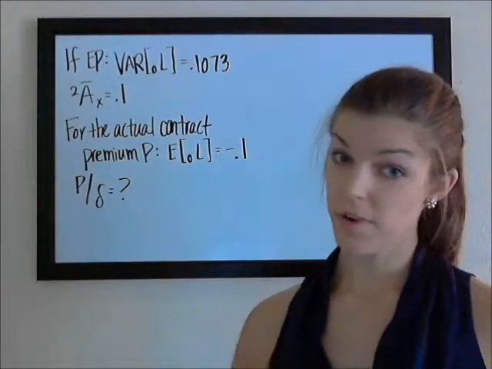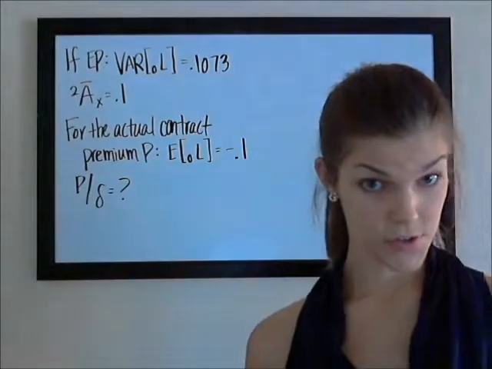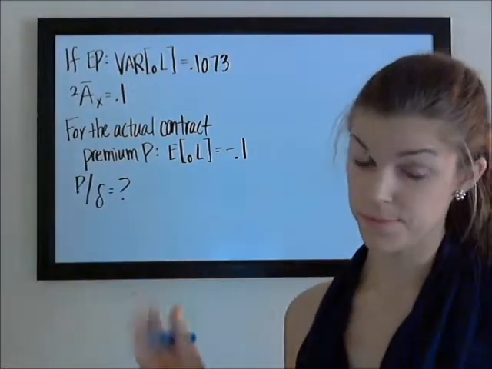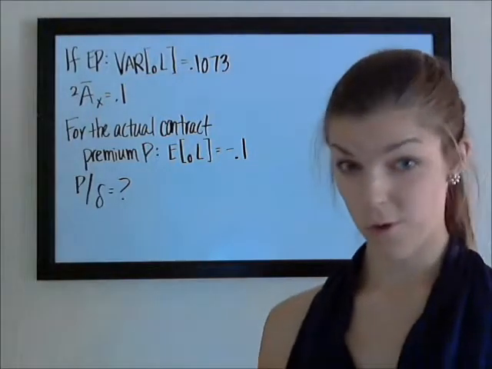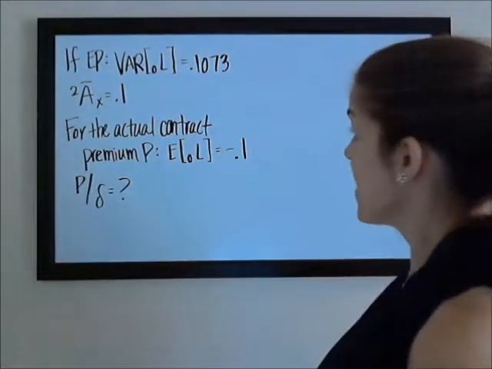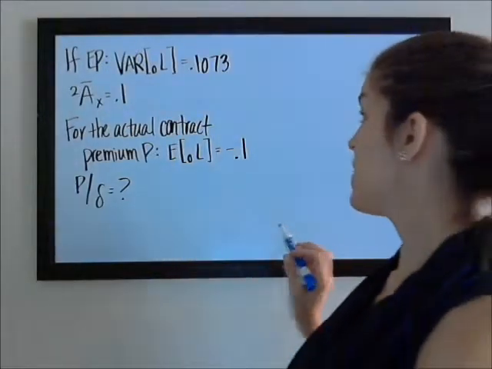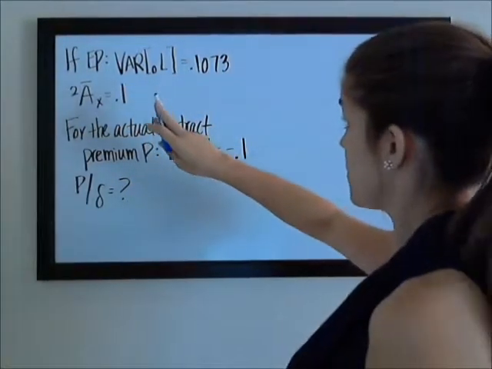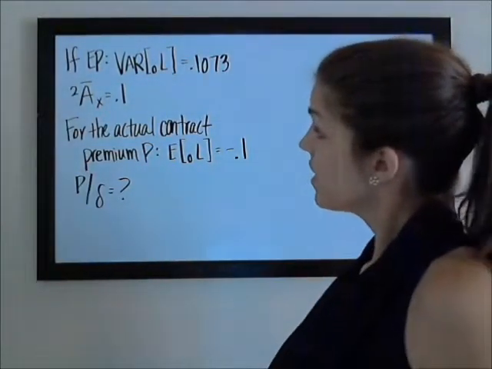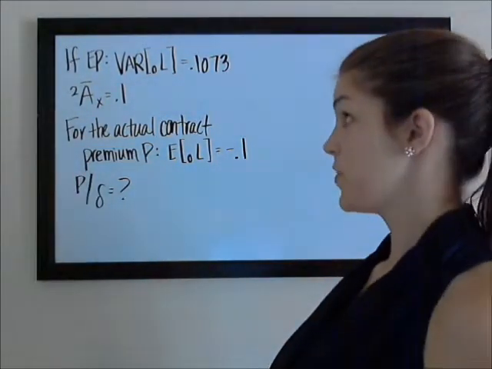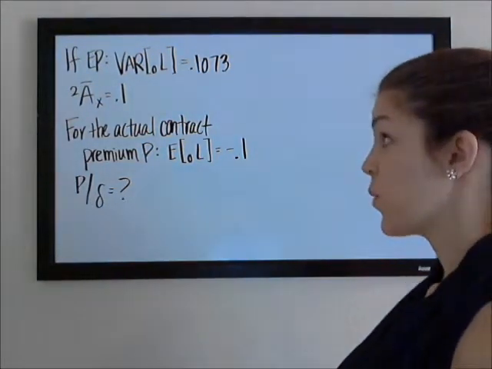Okay, this is another problem from my ASM study manual on variance of loss at issue. It's another continuous problem. It's a little bit more interesting, but still not horrible. They give us that if premiums are determined by the equivalence principle, the variance of the loss at issue is 0.1073. They give us the second moment of our whole life insurance payable at the moment of death on X. They tell us that that's 0.1.